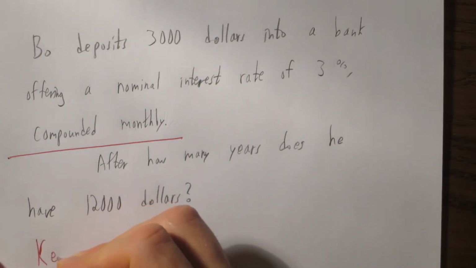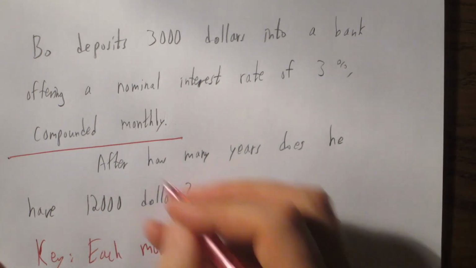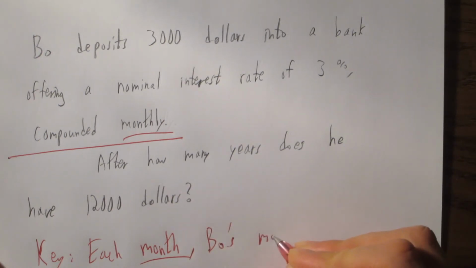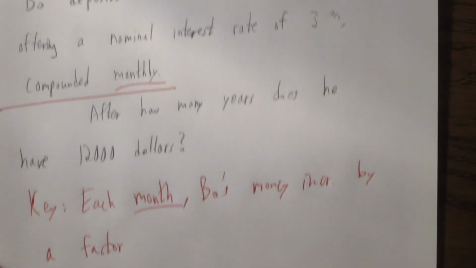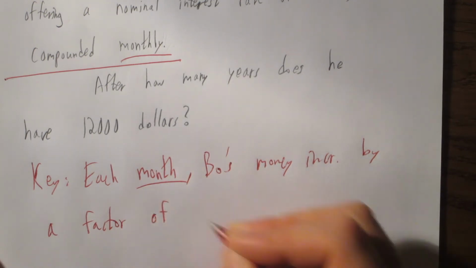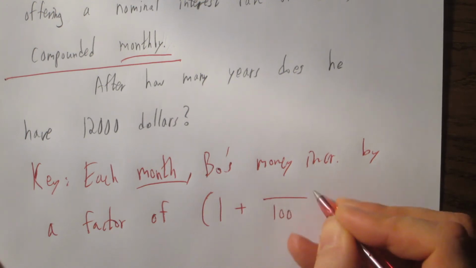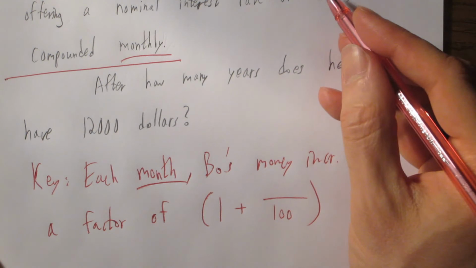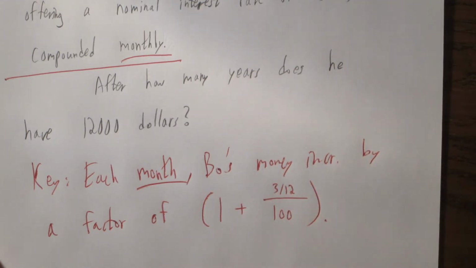So let's write down the key. Each month Bo's money increases by a factor, so it's again very nice to work with factors, of 1 plus the number of percent by which his money increases each month, and that will be 3 over 12%. So that's the key.